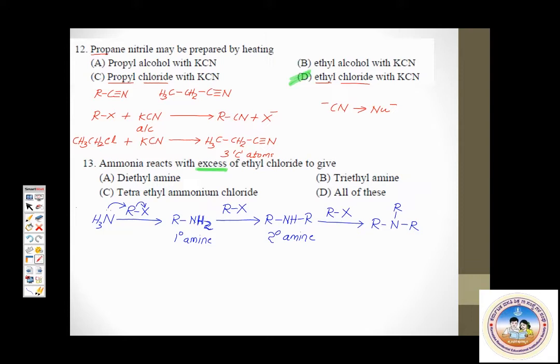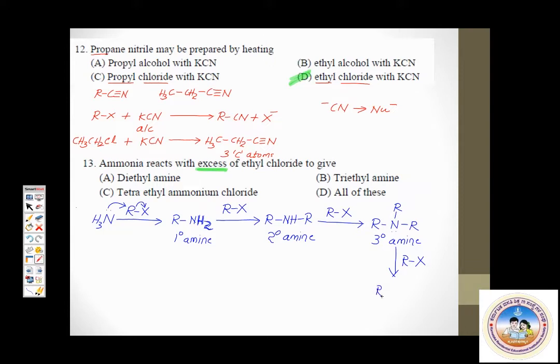Tertiary amine. Okay. And if you are thinking the reaction will stop here, you are wrong. The reaction won't stop at this, because the tertiary amine also acts as a nucleophile. The lone pair is on nitrogen, right? So this will further react with the 4th mole of haloalkane. Okay. And this will give us, check it out, R, N, R, R.